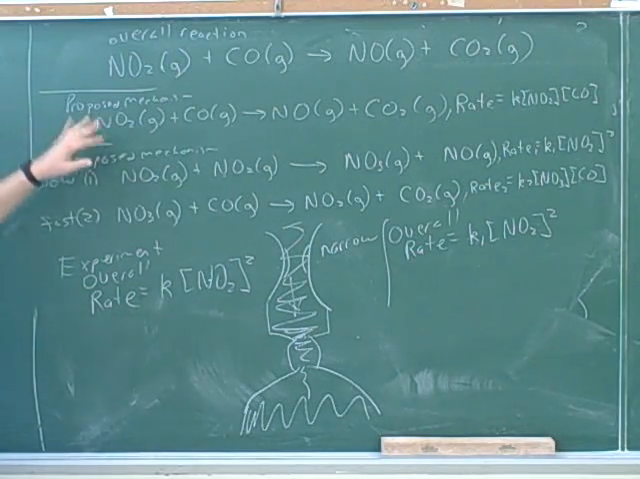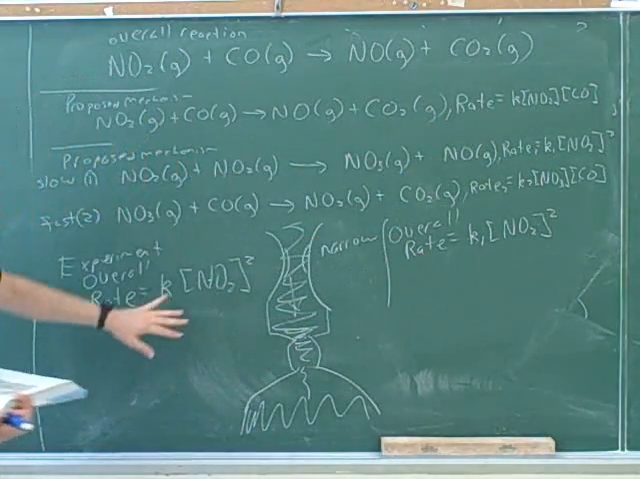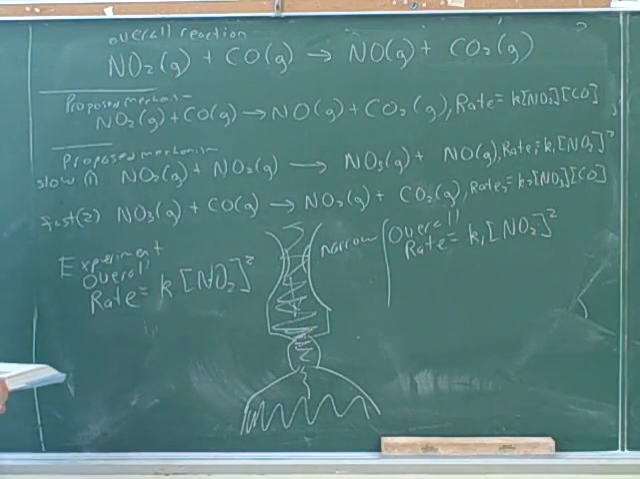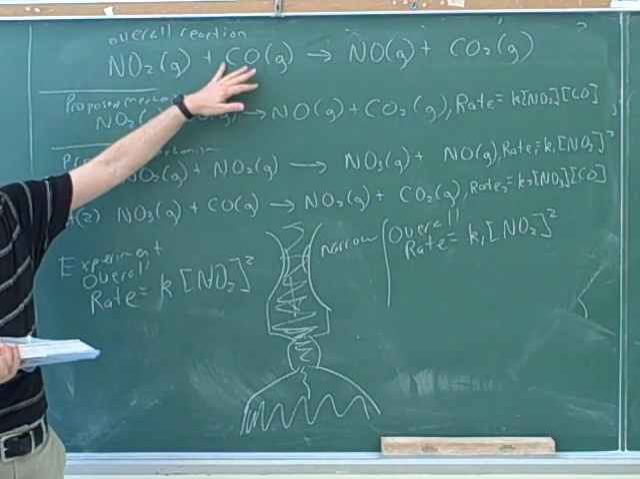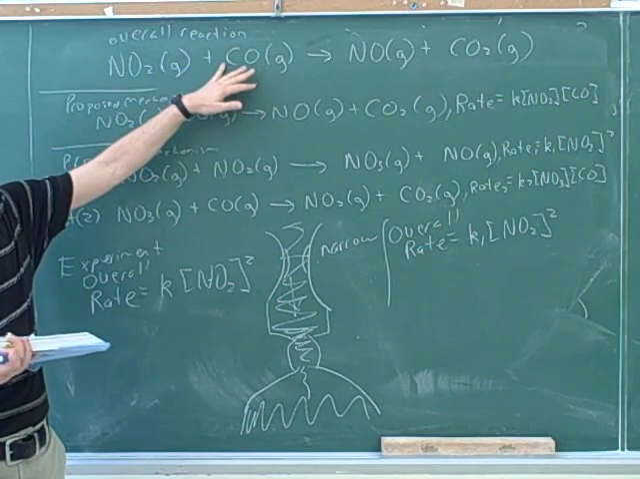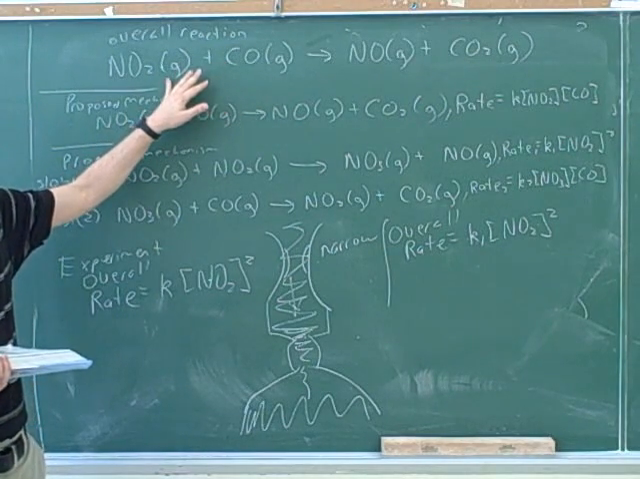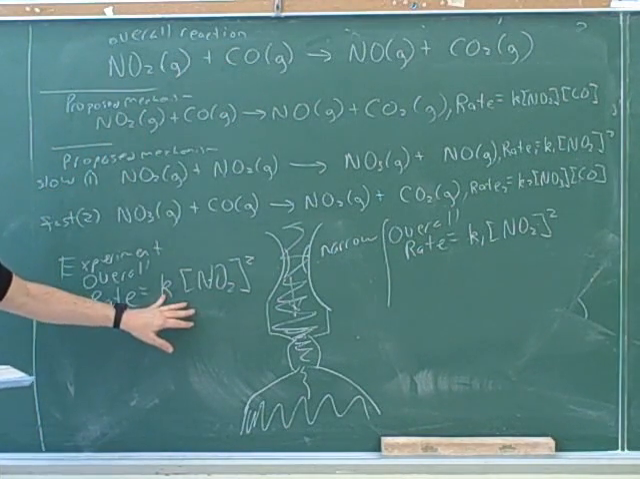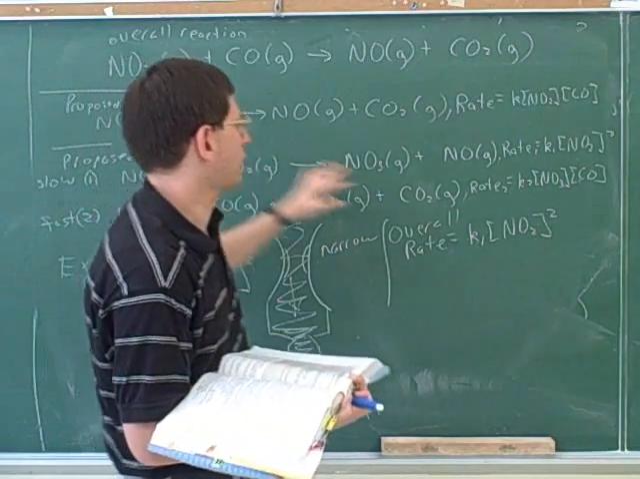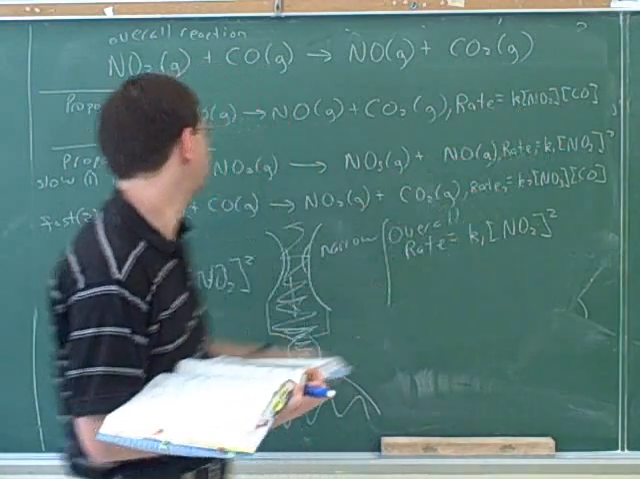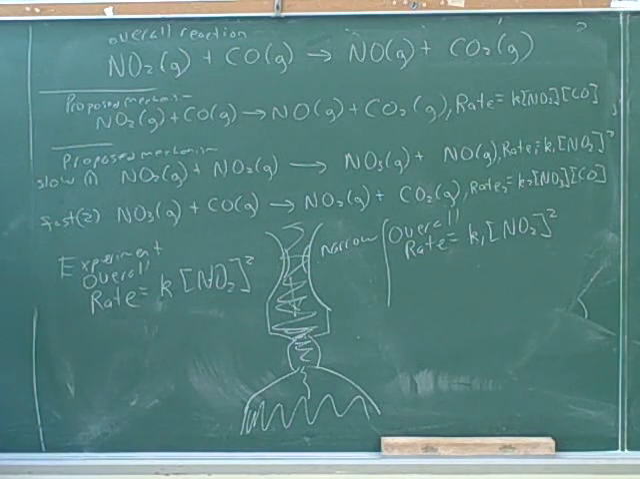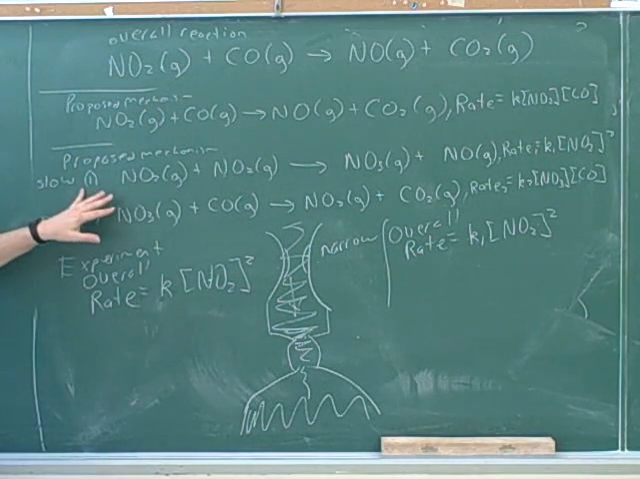If this had been the correct mechanism, we would have gotten this rate law, which is not very close to this. Notice that, surprisingly, carbon monoxide doesn't affect the rate. Even though carbon monoxide is a starting material here, it doesn't affect the rate of this reaction from our experiments. But if this was the correct mechanism, the carbon monoxide would affect the rate because it has to collide with the NO2. All right, on the other hand, this seems like a good proposed mechanism.